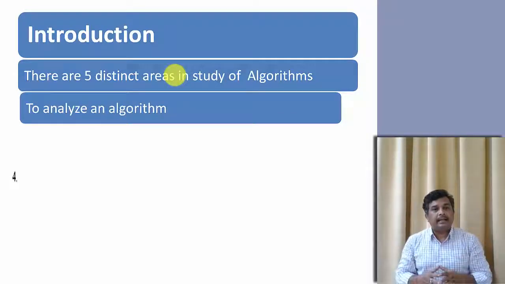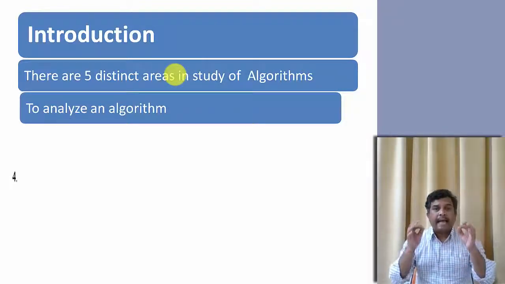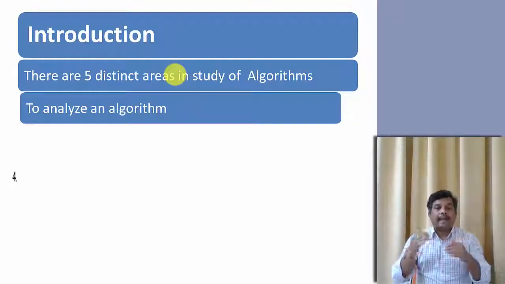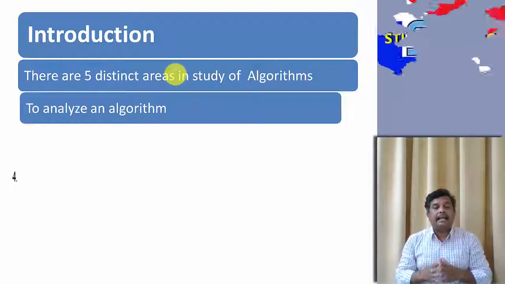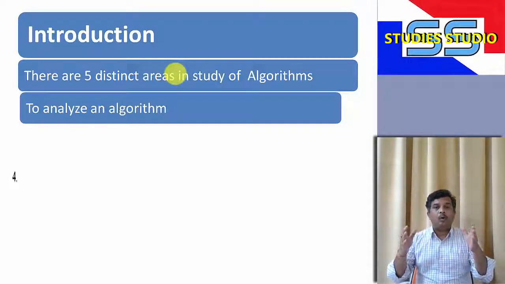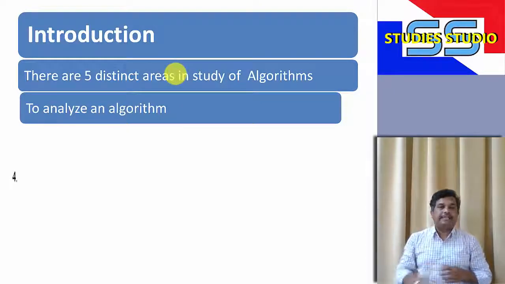The next thing that we are supposed to do is to analyze an algorithm. This field of study is called analysis of algorithms. It is concerned with the amount of time and storage that is required by an algorithm. This study allows us to compare valid algorithms for efficiency.